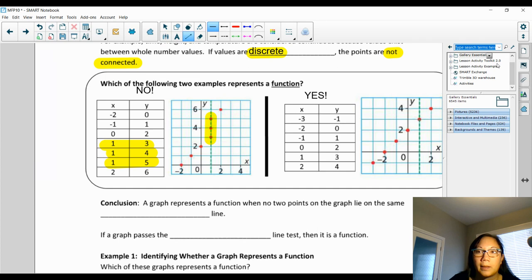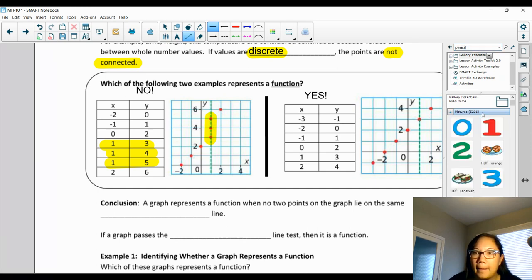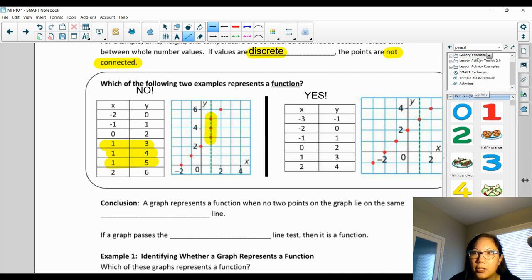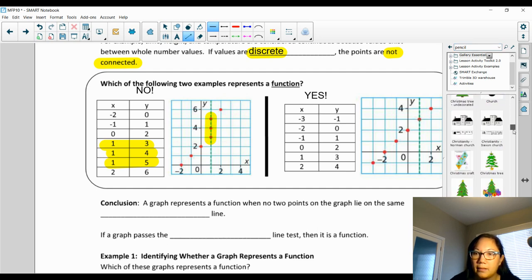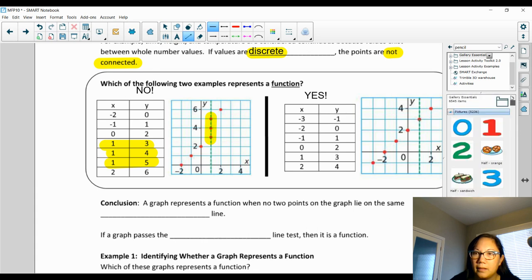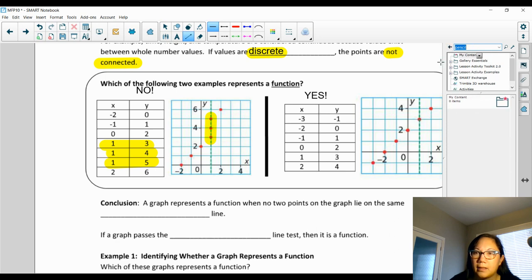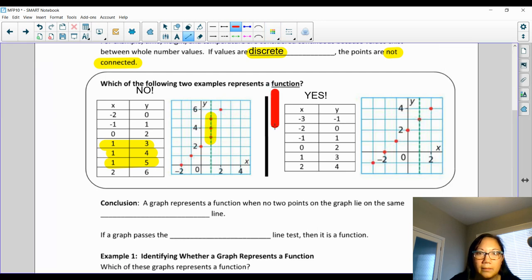Let's see if I can find a quick picture of a pencil here to demonstrate this. Probably can. Oh my gosh. Pencil. Are you kidding? No picture of a pencil. Never mind. I'll just draw a big fat line and we'll pretend that it's a pencil.